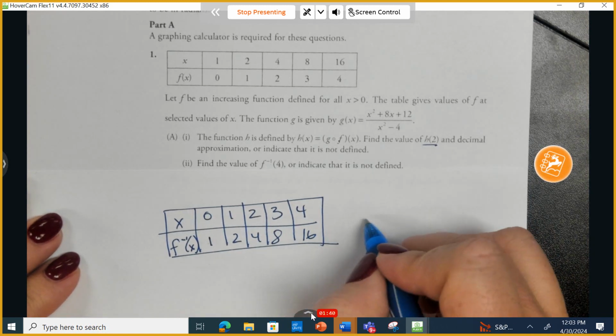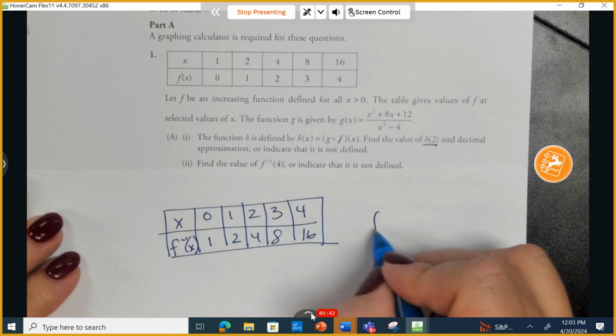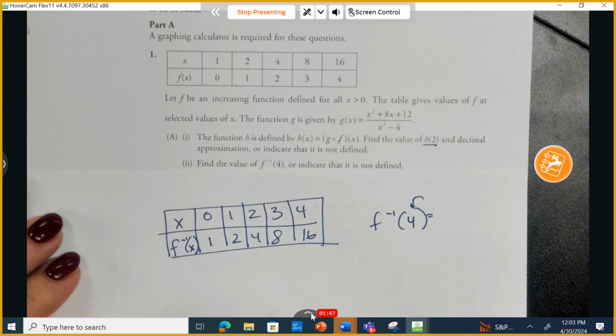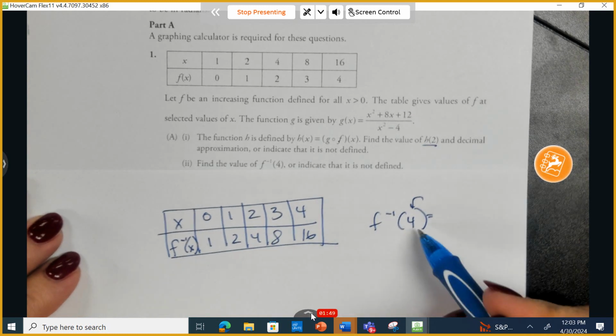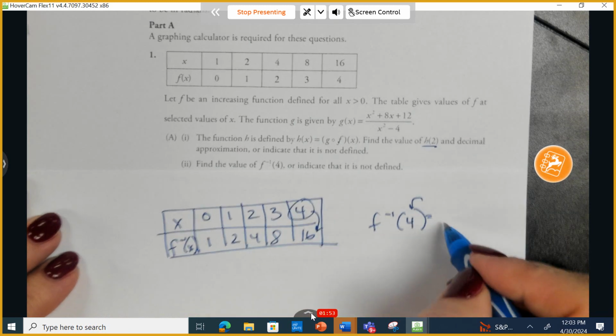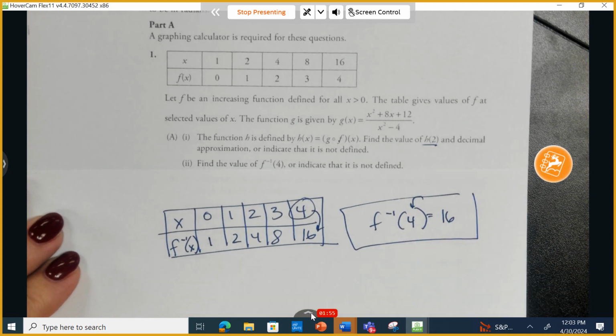So here's how I have to write this. I want to know the inverse of an input of 4. So the inverse function with an input of 4. So I go to the inverse function, I input 4, the output is 16, and it has to be written in that form.